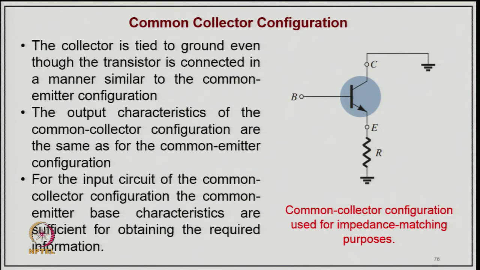to give the signal with respect to this, and so the collector is tied to the ground even though the transistor is connected in a manner similar to that of the common emitter configuration. The output characteristics of the common collector configuration are the same as for the common emitter configuration, and for the input circuit of the common collector configuration, the common emitter base characteristics are sufficient for obtaining the required information.